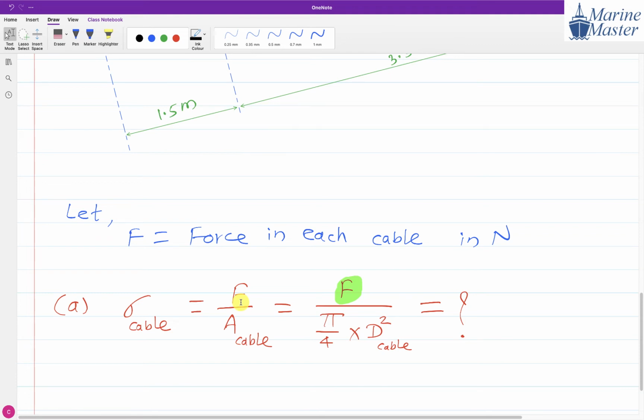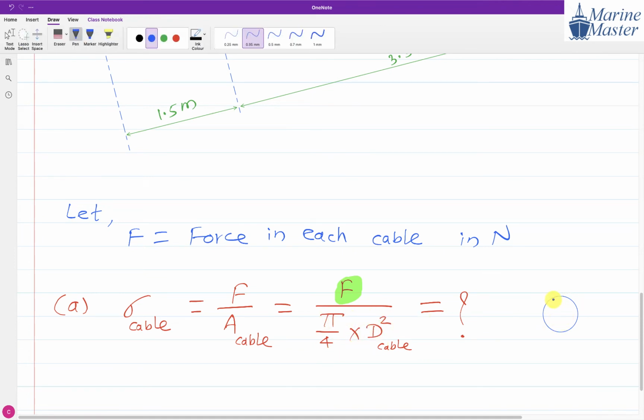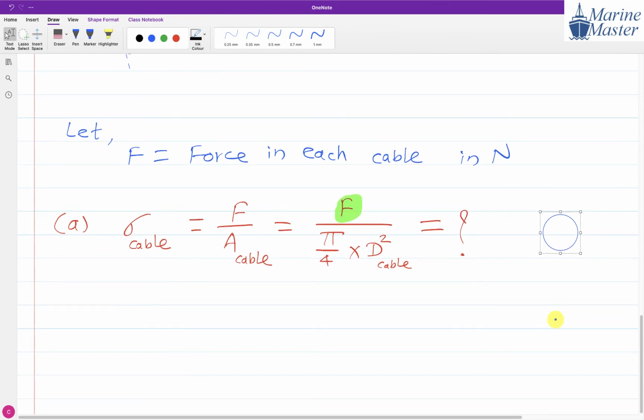This pi by 4 d square is for the area, the cross sectional area. Pi by 4 d square, it is a circle area, na. So the cross section of this cable is a what? A circle, na. It is a circular cable. You got the meaning of cross section? Yes sir. So this is a circular cross section of the cable. So that's why pi by 4 d square. Understood sir. You got this point? Any doubt in this discussion? No sir.